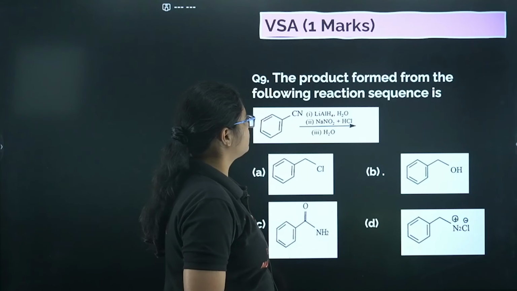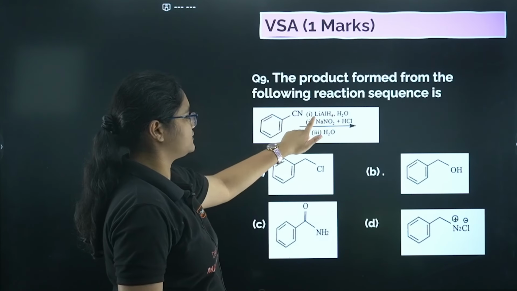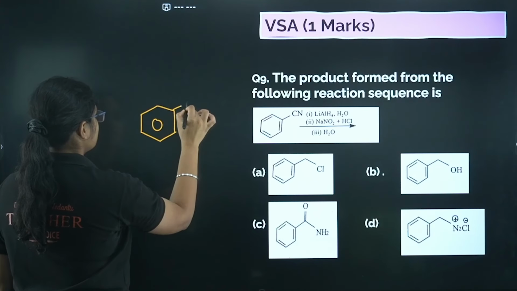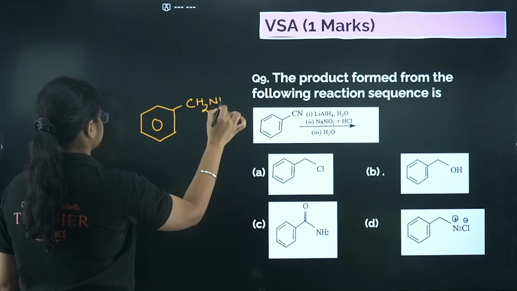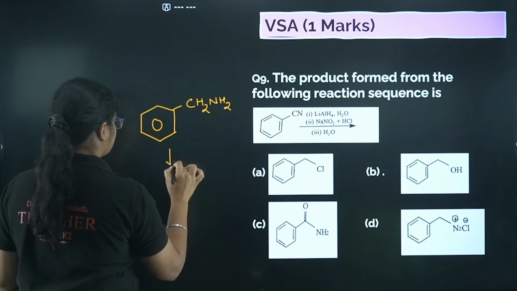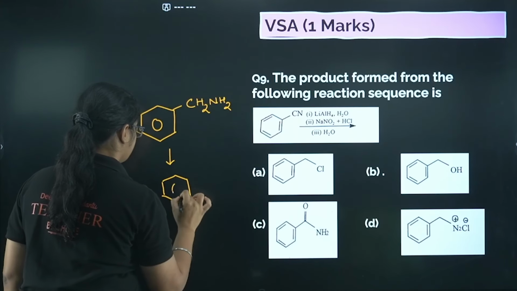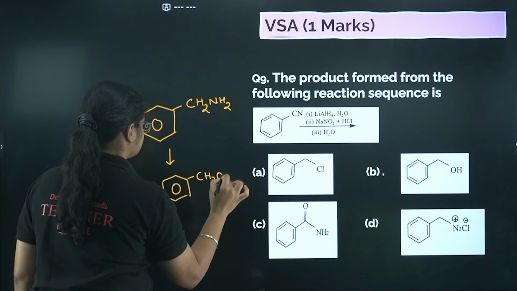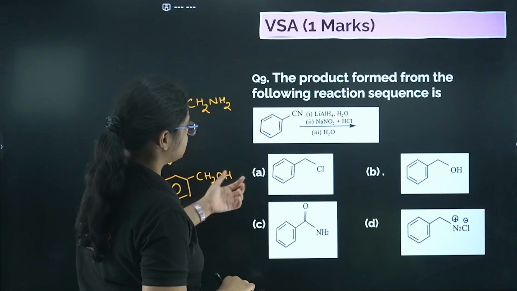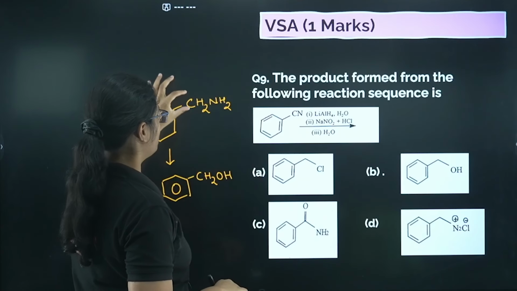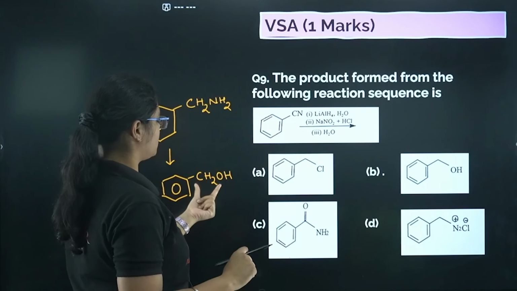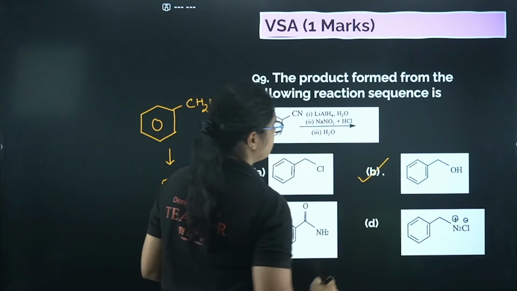Next, the product formed in the following sequence of reactions. First of all, CN is there with lithium aluminium hydride. After adding lithium aluminium hydride, you will have CH2NH2. Then with NaNO2 and HCl, meaning you are treating it with nitrous acid, that will give me CH2OH. First NaNO2 and HCl will convert it into benzene diazonium chloride, you get an intermediate stage, and then with water you will get benzyl alcohol. That is option number B here.